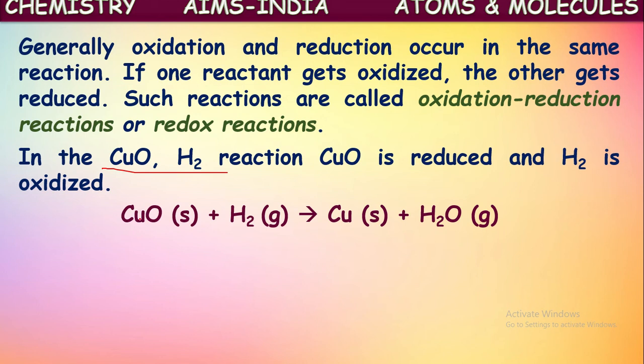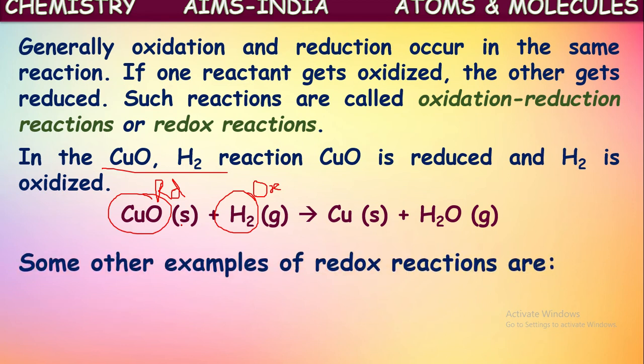See here, when copper oxide is heated in the presence of hydrogen, copper oxide converted into copper. At the same time, hydrogen converted into water. This lost oxygen, so it underwent reduction. We can say copper oxide is reduced. And this gained oxygen, so we can say this is oxidized. Both reactions are occurring simultaneously in the same reaction. So we can say this is a redox reaction.